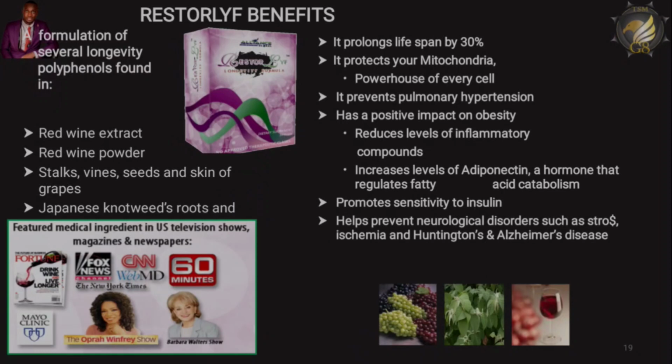Restore Life prolongs your lifespan by up to 30% and more, protects the mitochondria, that is the powerhouse of the cell, prevents pulmonary hypertension, and has a positive impact on obesity, basically by reducing the levels of inflammatory compounds and increasing the levels of adiponectin, which is a hormone that regulates fatty acid catabolism. It promotes sensitivity to insulin, meaning it is very good for people who are having issues with sugar problems, and helps prevent neurological disorders such as stroke, ischemia, and Huntington's and Alzheimer's disease.